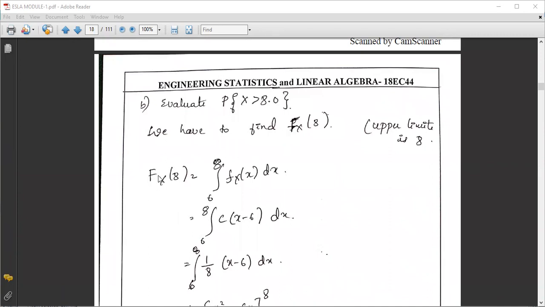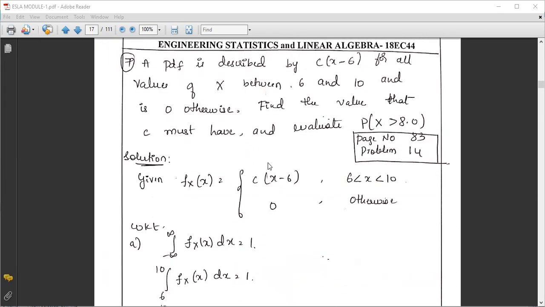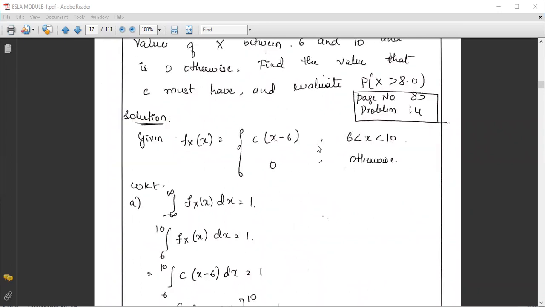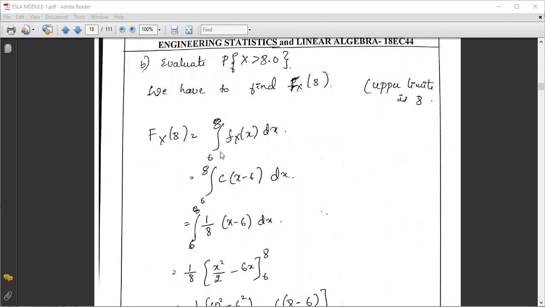The definition says Fx of x equals the integral from 0 to x of small fx of x with respect to x. Here the upper limit is 8, and the lower limit is 6, as given in the problem. The lower limit is 6 and the upper limit is 10; except for these limits, the function is 0.